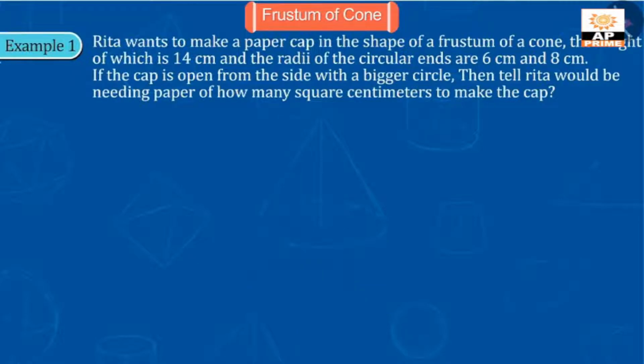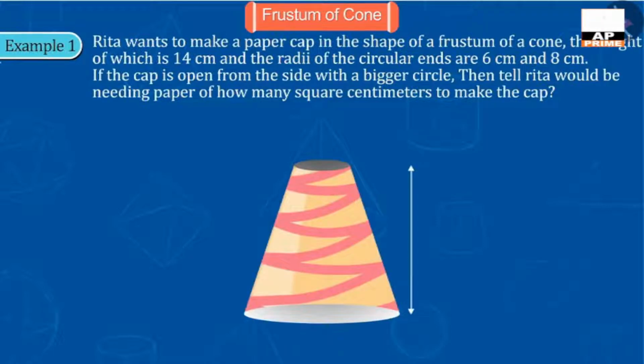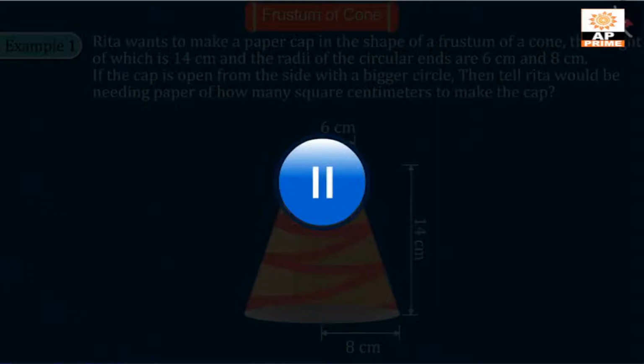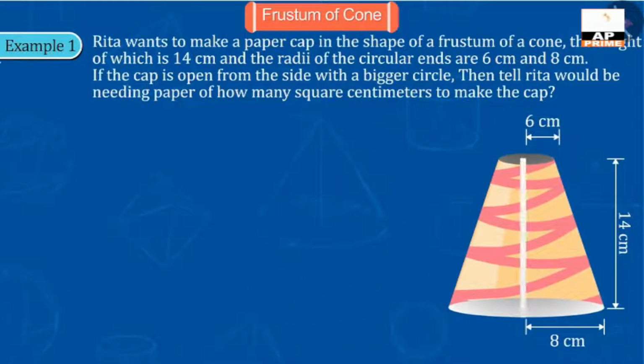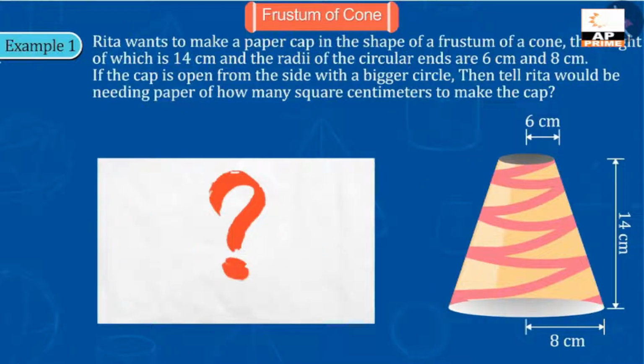Rita wants to make a paper cap in the shape of a frustum of a cone, the height of which is 14 cm and the radii of the circular ends are 6 cm and 8 cm. If the cap is open from the side with the bigger circle, then tell how many square centimeters of paper Rita would need to make the cap. Pause the video to try yourself and then match your answer. Can you tell how we can find the size of the paper?